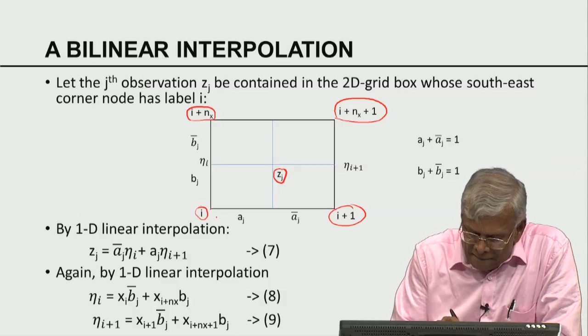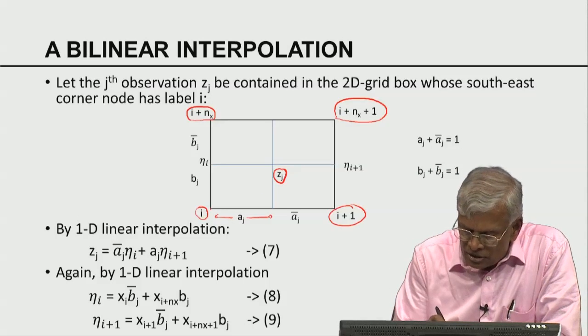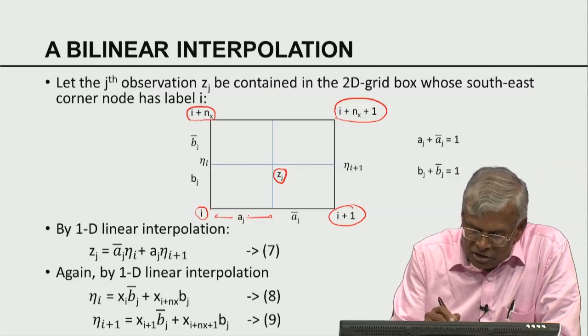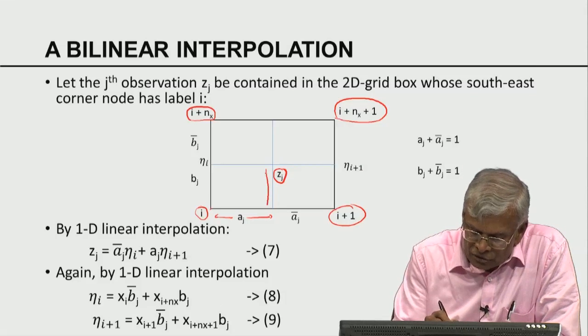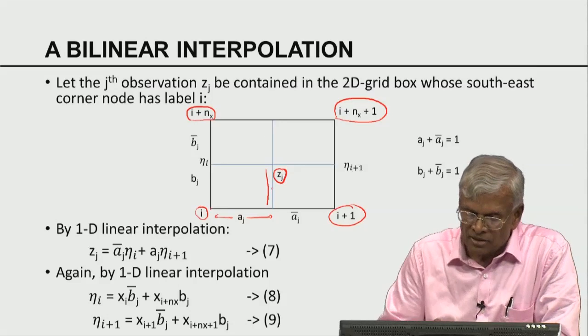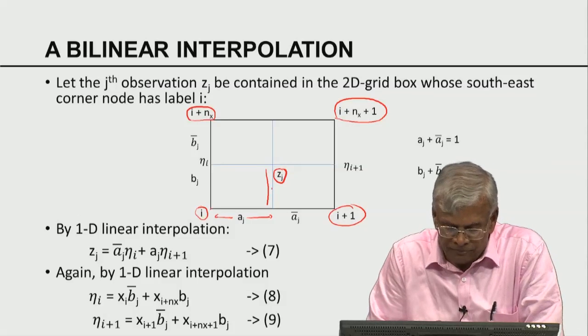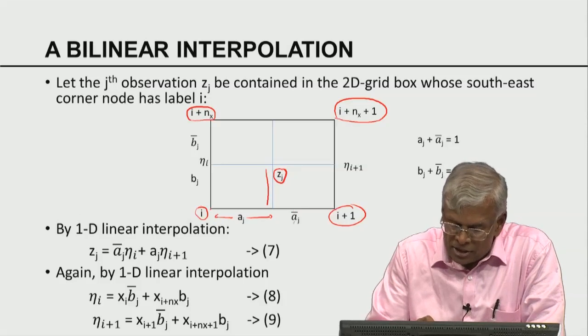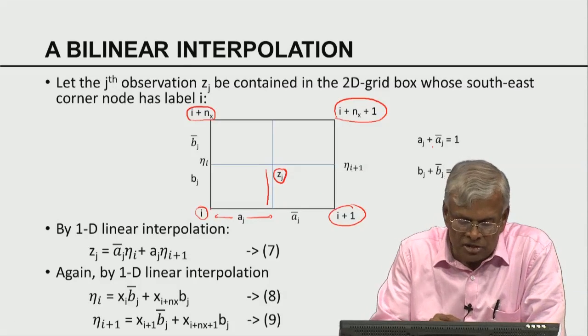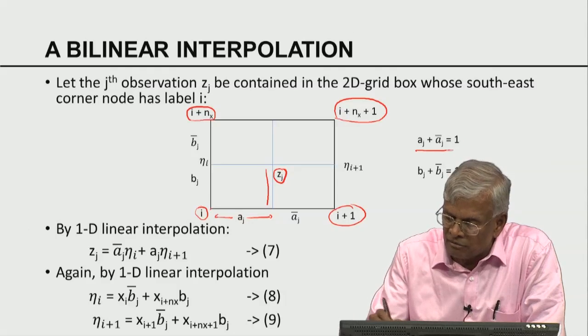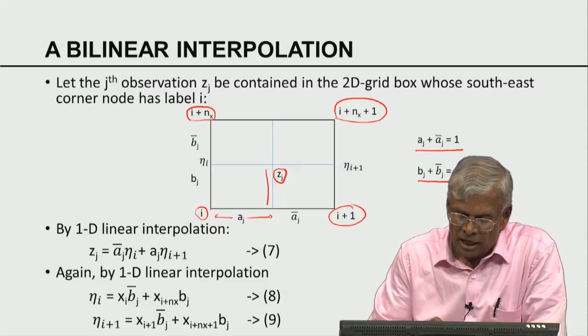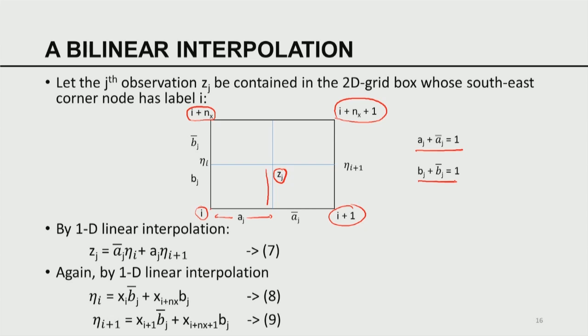Let aj be the distance of the observation along the x axis. Let bj be the distance of this from the origin along the y axis. So the coordinates of zj are aj, bj. aj bar is 1 minus aj, bj bar is 1 minus bj. So we have the standard relation. Therefore, we can now compute the distance of zj from each of the corners.